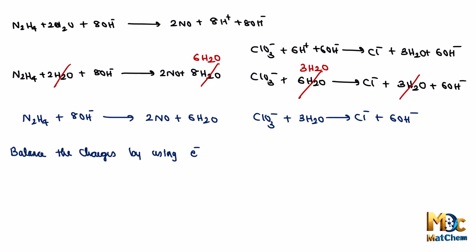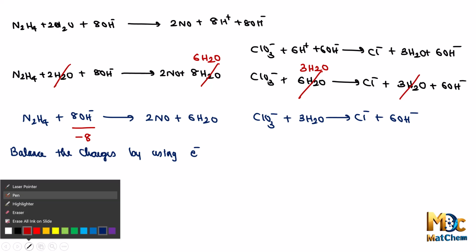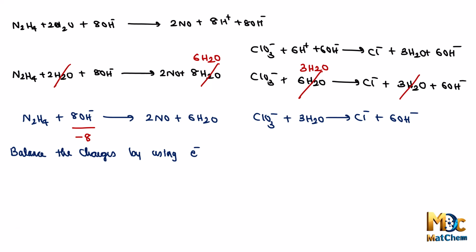So here you can see we have 8 OH minus, so we will be having 8 negative charges here. The right hand side is neutral, so there is no charge. So we have 8 negative charges on the left hand side of the equation. That can be balanced by adding 8 electrons to the right hand side of the equation. Why? Because we have an excess negative charge on the left hand side of the equation.